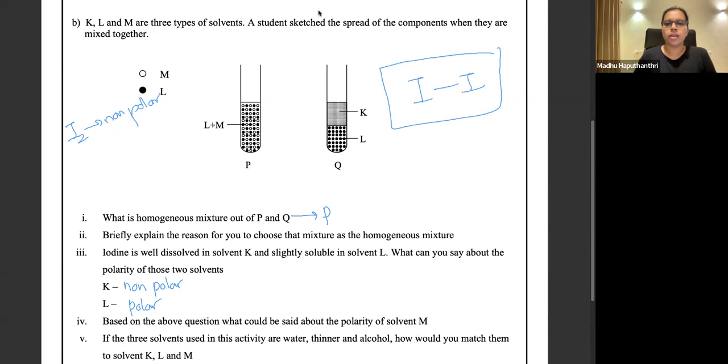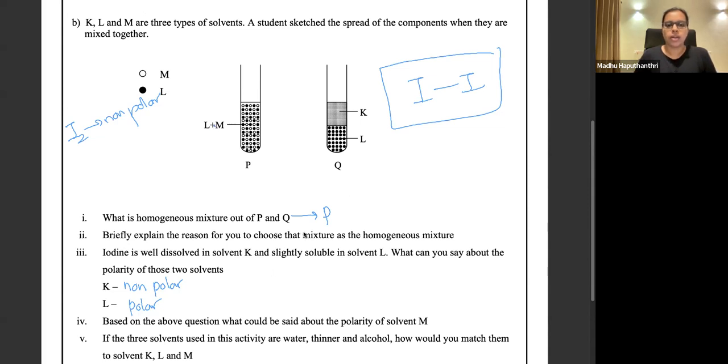Iodine is well dissolved in solvent K. If iodine is nonpolar, it is well soluble in nonpolar solvents. Therefore solvent K is nonpolar. Since nonpolar iodine is only slightly soluble in solvent L because the polarity is not compatible, L is polar.